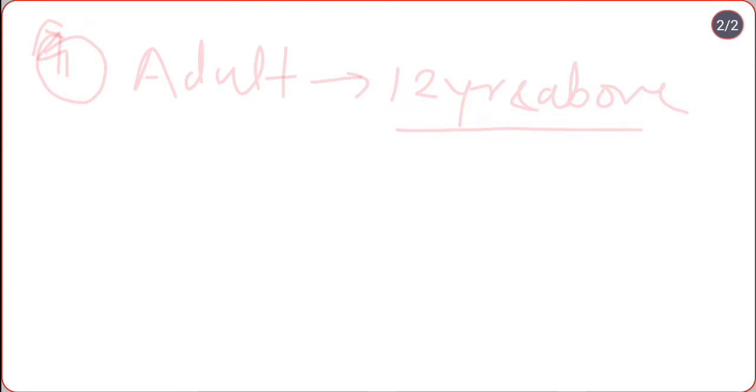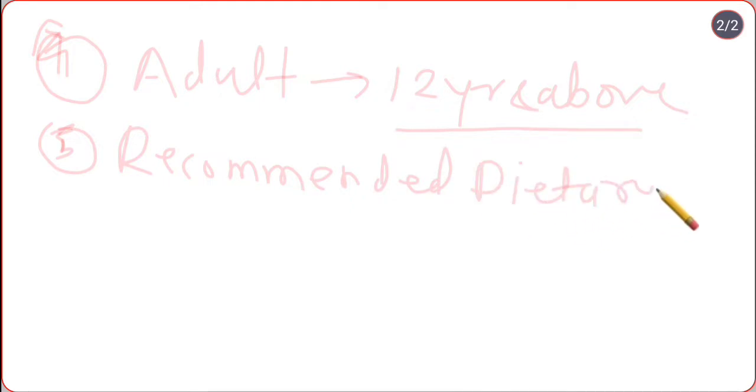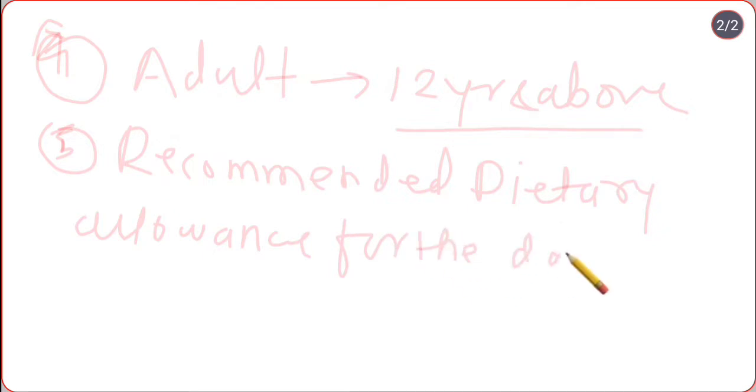Then the fifth point we discuss is the recommended dietary allowance for the adults. One by one we discuss all these points that are written here. We just need to know them now.